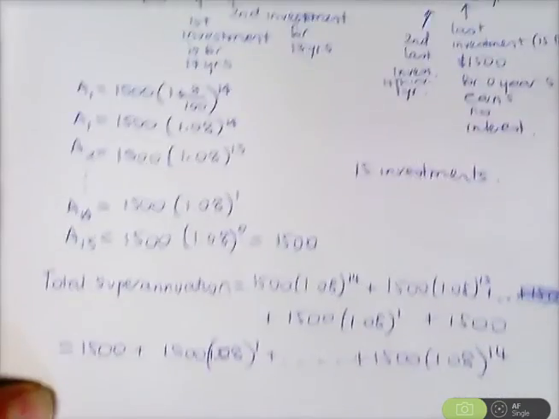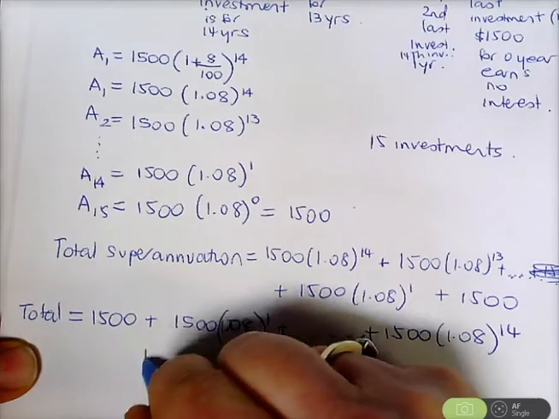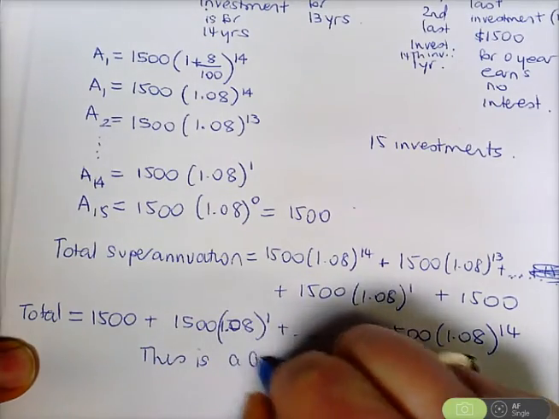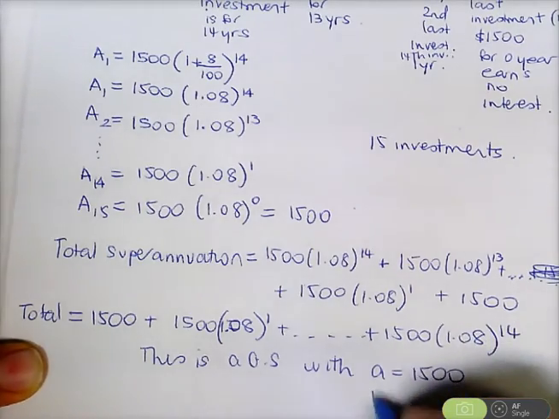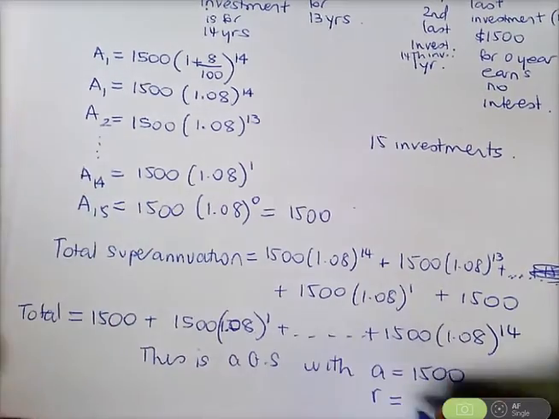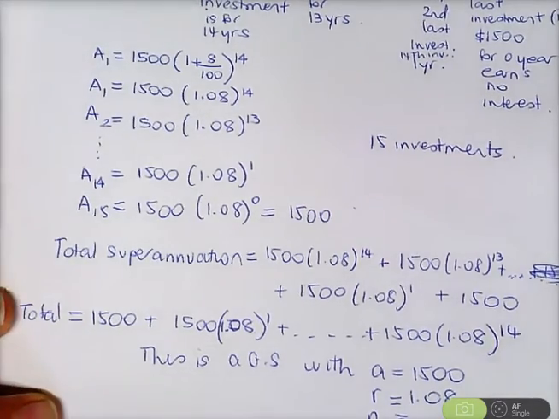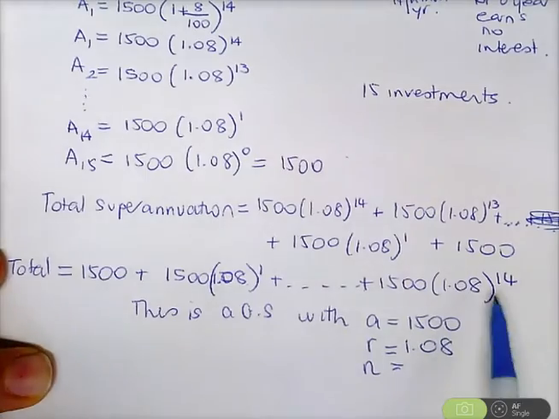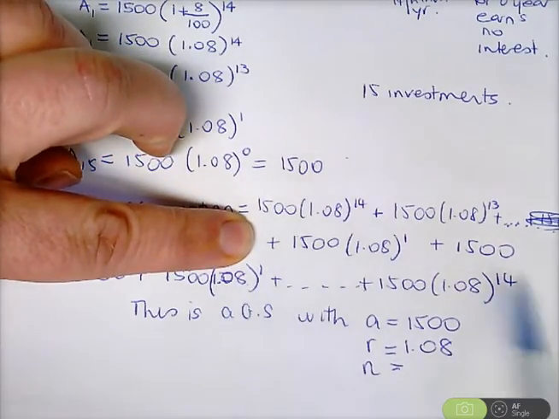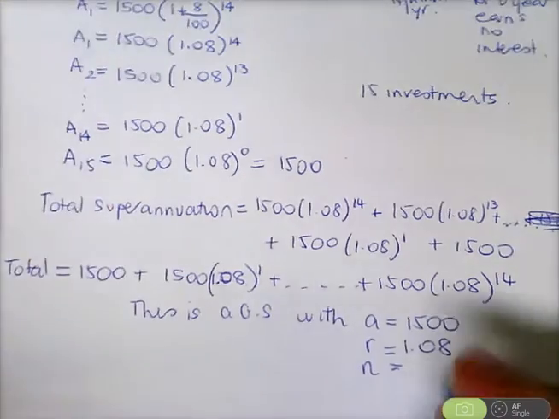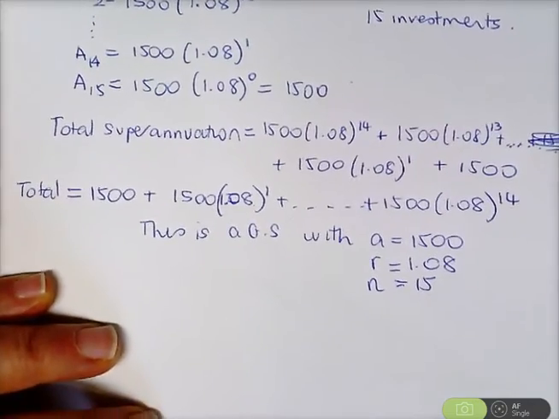That's my last term. So that's my total superannuation. So this is a geometric series with A equal 1500. R, how do we get from the first term to the second? We multiply by 1.08. And N, the number of terms, you have to be really careful here. See, from power of 1 to 14, if I added them all up, that's 14 terms plus this one here. N is 15. So there are 15 terms there.